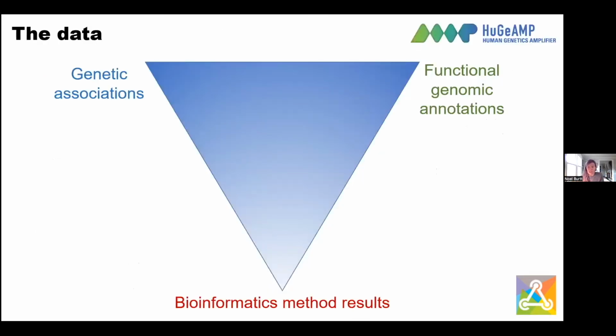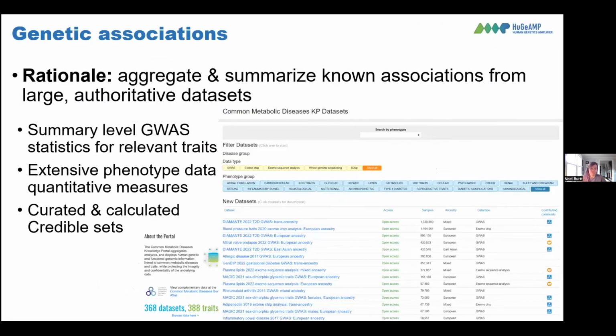So what are the foundational data sets? I talked about this briefly, but just to summarize: genetic associations, functional genome annotations, and then bioinformatic methods that we run on all these data to produce new results for you. So for genetic associations, really to remember here is these are GWAS summary statistics for relevant diseases and traits associated with common metabolic disease. We have extensive phenotype data. And we also have things in all ancestries. The ideal is to get data across the entire globe.